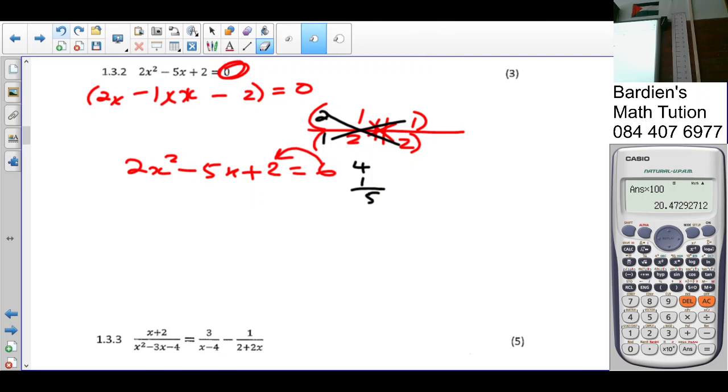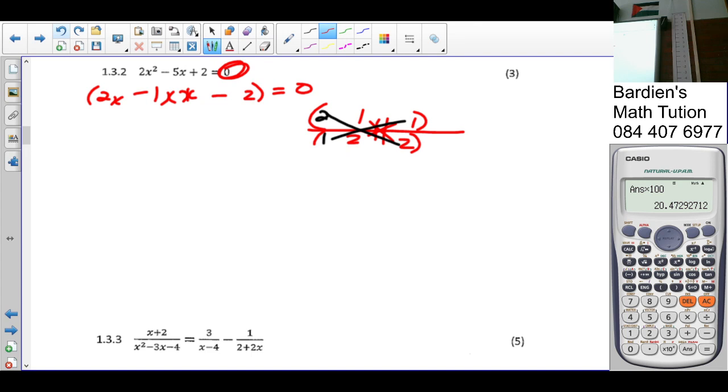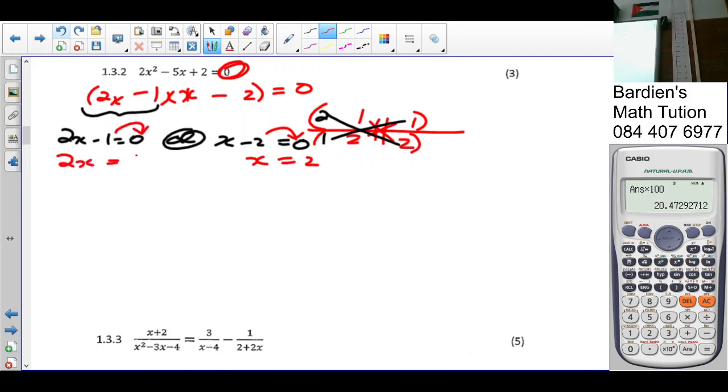Right. So let's go with what we have here. So in other words, we have 2x minus 1 equals 0, or x minus 2 is equal to 0. Not so? So x is equal to 2. On the other hand, we have 2x is equal to 1. So x is equal to. Otherwise, you could have gone from this straight into the answer. You'd have gotten the full mark anyway. Right, you guys understand? Good.